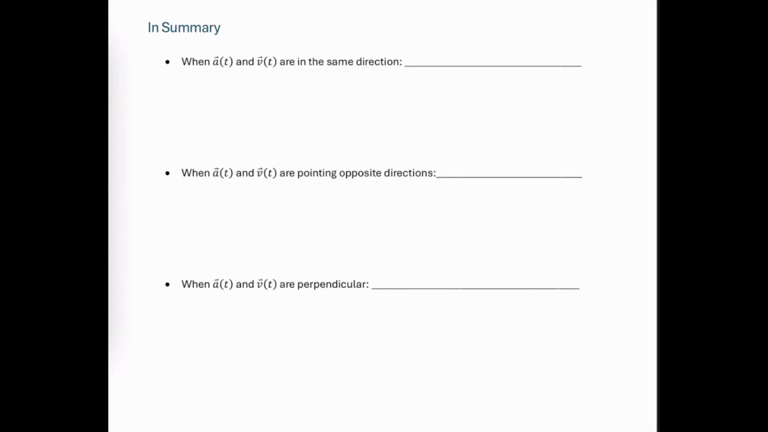So let's summarize that. When the acceleration and the velocity are moving in the same direction, and we'll say, in other words, when the angle in between these two vectors is strictly less than 90 degrees, then we conclude that the object is speeding up.